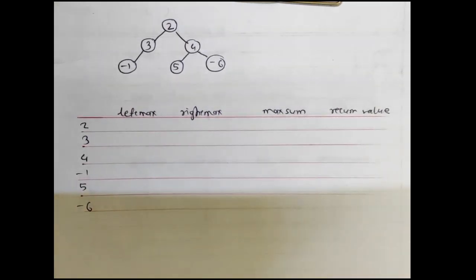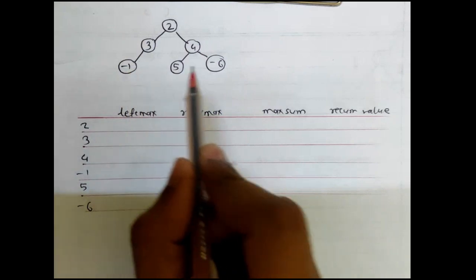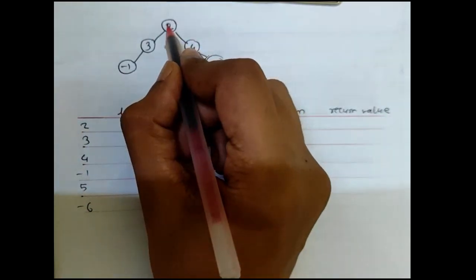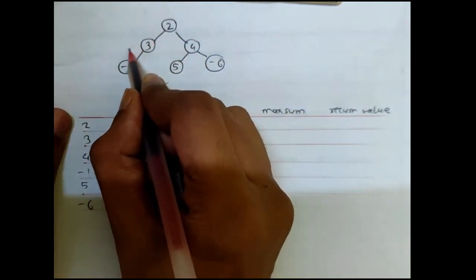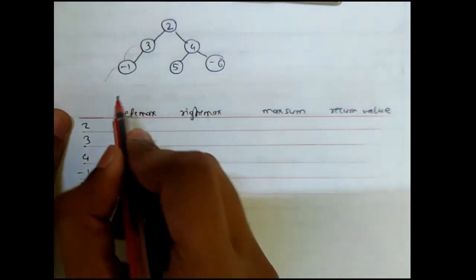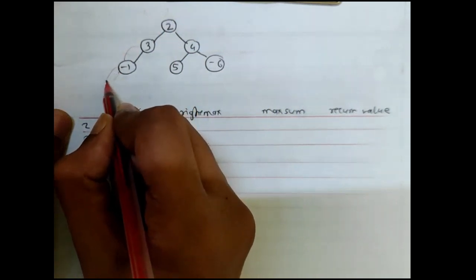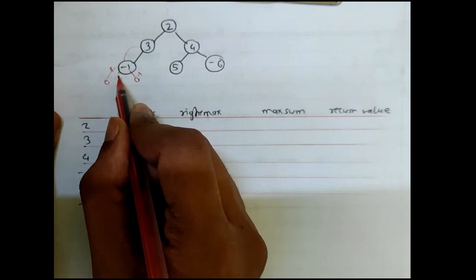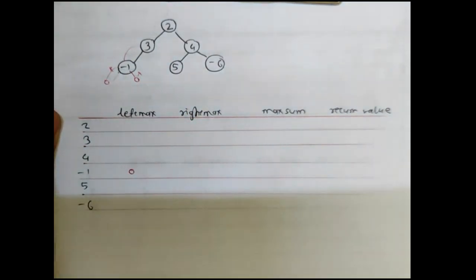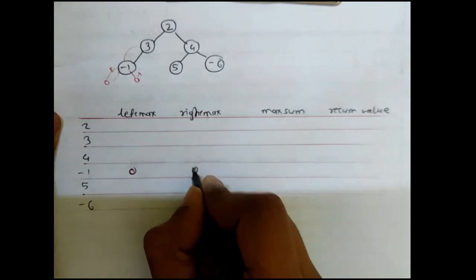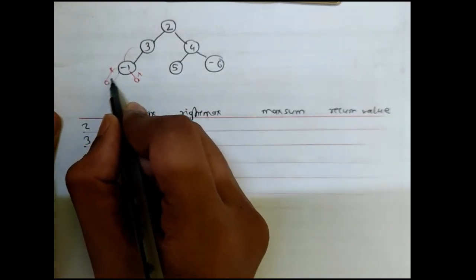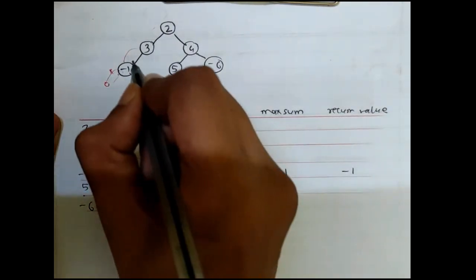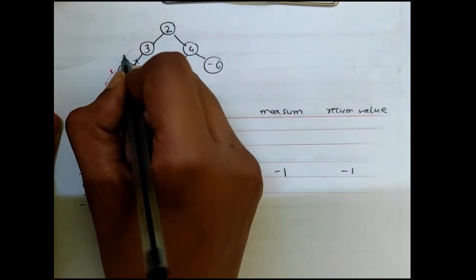So this is the next problem. In this, negative values are here. Starting from the root, we will go to left, again left, again left. As this is null, it will return 0 and 0. So for -1, the left max will be 0, right max will be 0, and the maximum sum will be 0, -1 and 0, which is -1. And the return value will be -1. So crossing here, it will return -1.